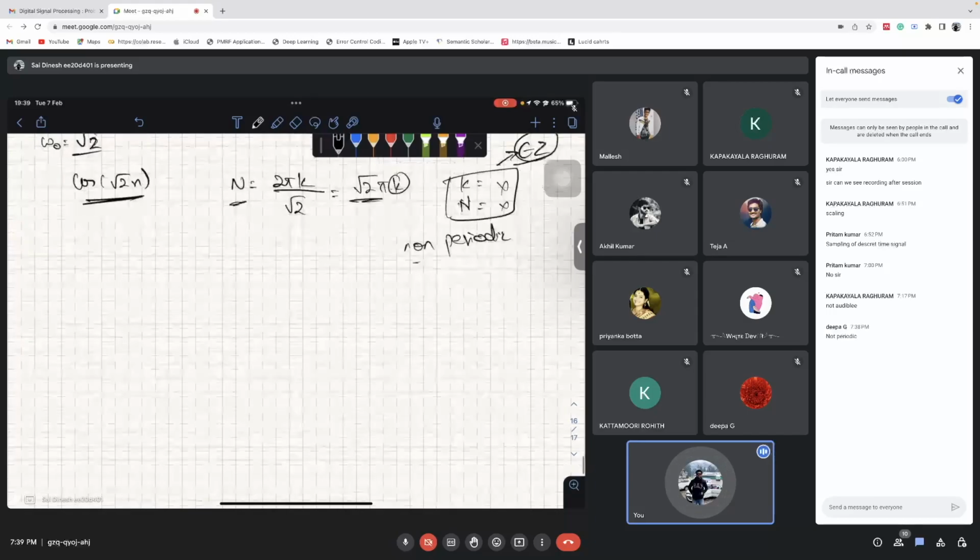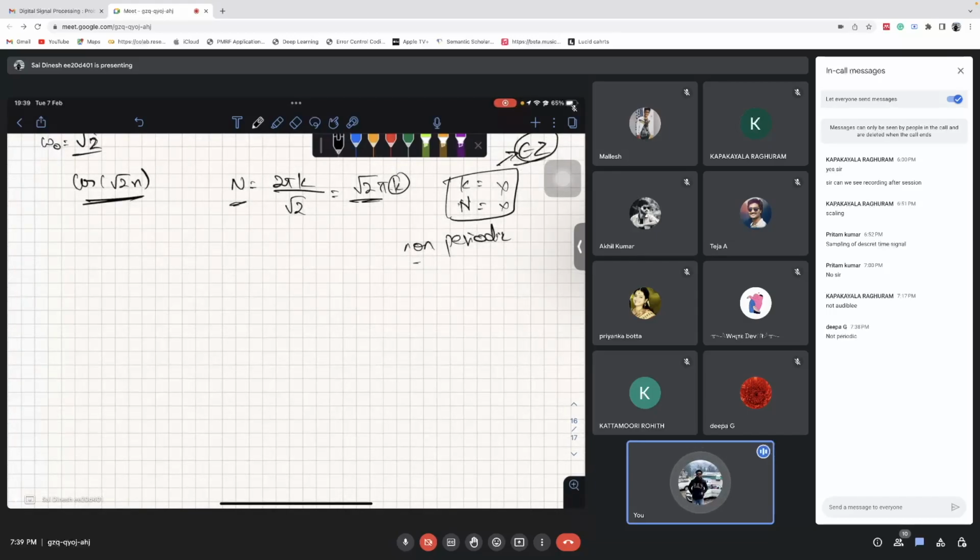Okay, let's do one more last one. It'll just be an easy one. Cos pi by 19 n. What is the value of k and what is the value of n? I'll give it a minute. You can either unmute or put it in the chat box.